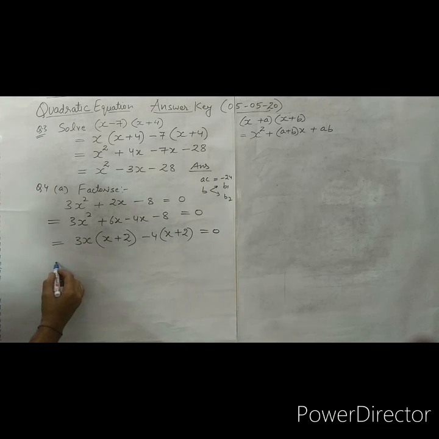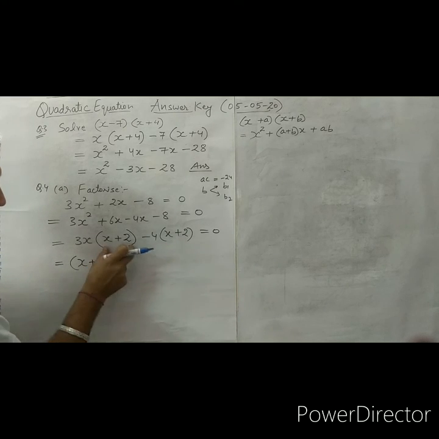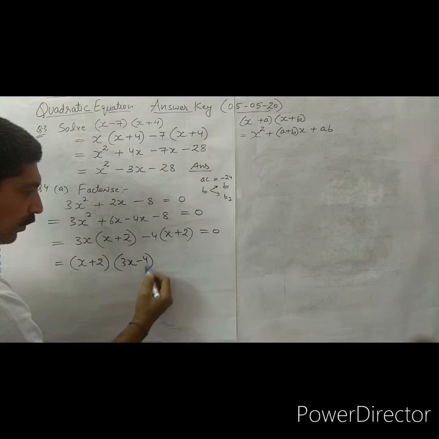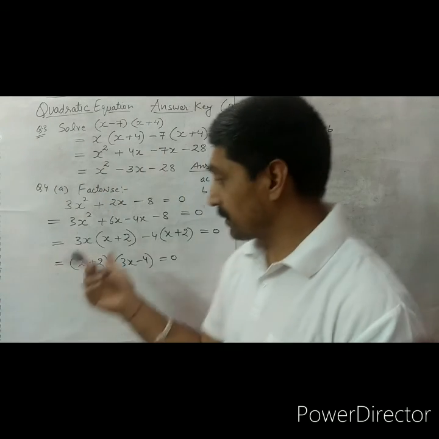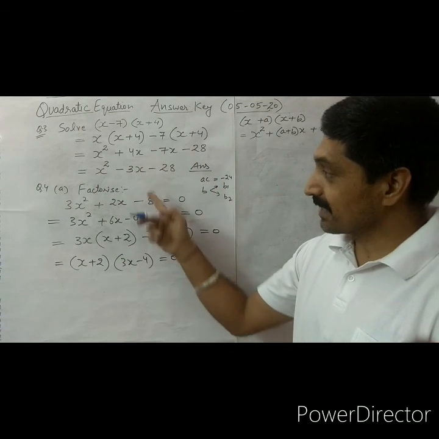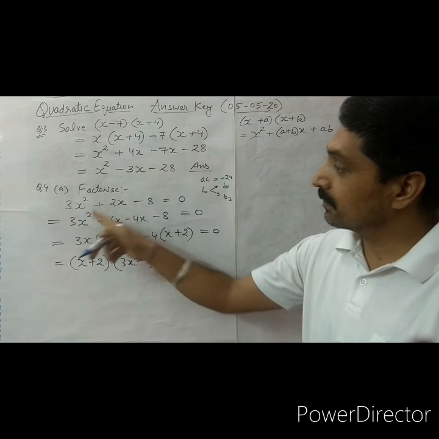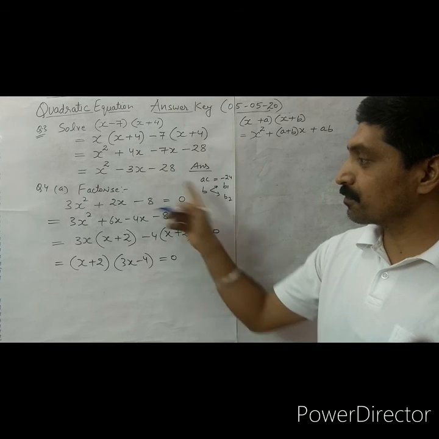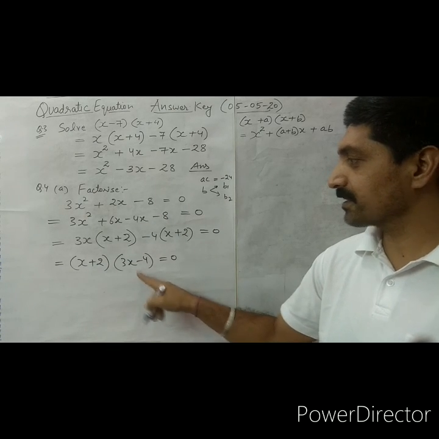So we have x plus 2 as one common factor, and another is 3x minus 4 is equal to 0. This is all about the factorization. So in the second part, we have to solve this equation and find the value of x by factorization.